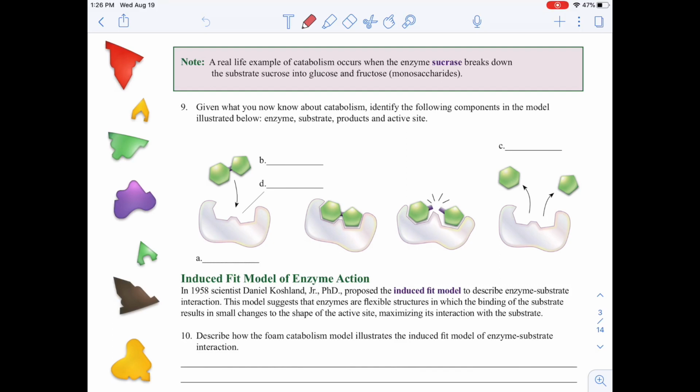You should have labeled the following things. You should have labeled A as the enzyme. You should have labeled B as the substrate. You should have labeled C as the products and D as the active site. Notice that D is where the substrate binds to the enzyme.